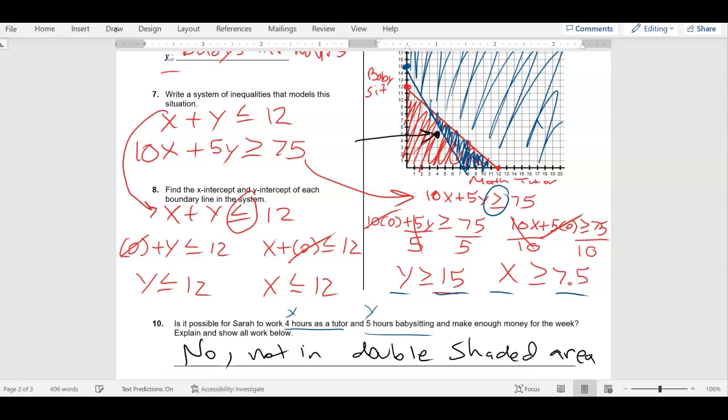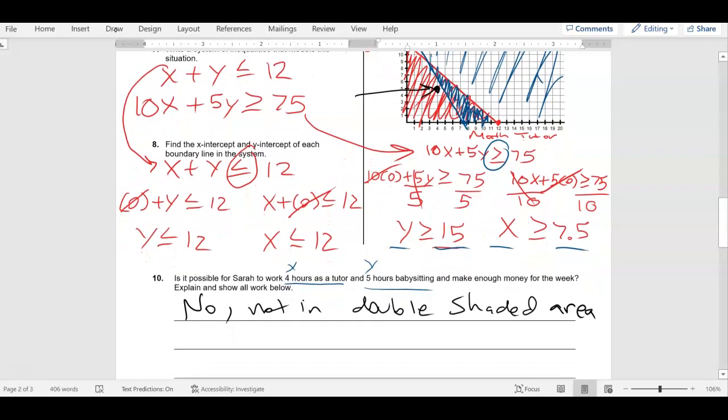Let's extend this for like a second. What is in the double shaded area? Who can give me hours for tutoring and babysitting that works? Okay, so 9 babysitting could work. What would the tutoring have to be? Wait, sorry, my bad. 9. Start over. What'd you say? Okay, but so 9 on the what axis? The x-axis is tutoring. So 9 tutoring works, and then what's the babysitting?